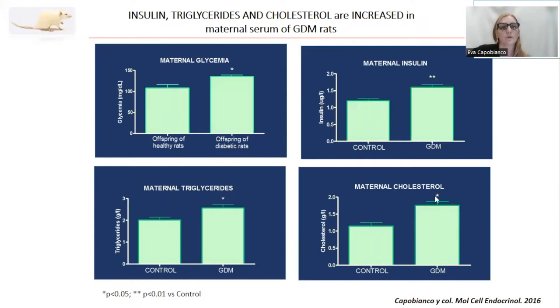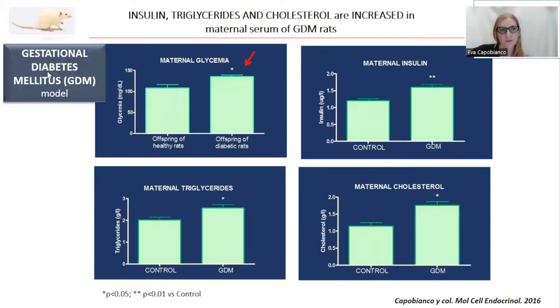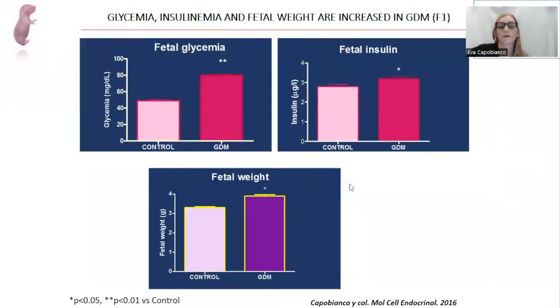This model of GDM, gestational diabetes mellitus, was characterized by increases not only in glycemia, obviously, but also increases in insulinemia, triglycerides, and cholesterol in plasma. When we studied the fetuses, we observed increases in fetal glycemia, fetal insulinemia, and also fetal weight.